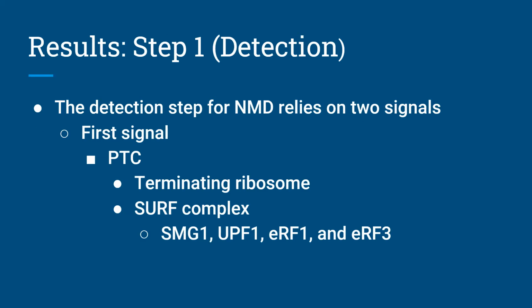So now I'm going to be going over the steps in a little bit more detail. So we're going to start with step 1, which is detection. The detection step for nonsense-mediated mRNA decay relies on two signals. The first signal is provided by the premature termination codon, which generally defines nonsense-mediated mRNA decay substrates, and the proteins that associate with the translation termination complex that assembles at the premature termination codon, including the terminating ribosome and the SURF complex. The SURF complex consists of SMG1, UPF1, ERF1, and ERF3.